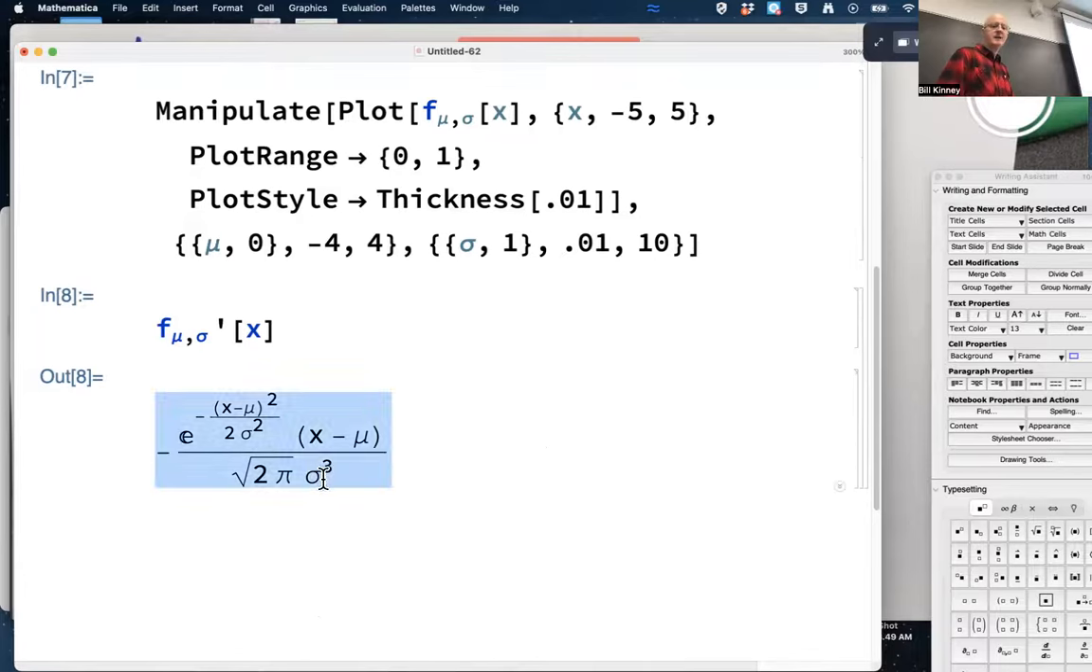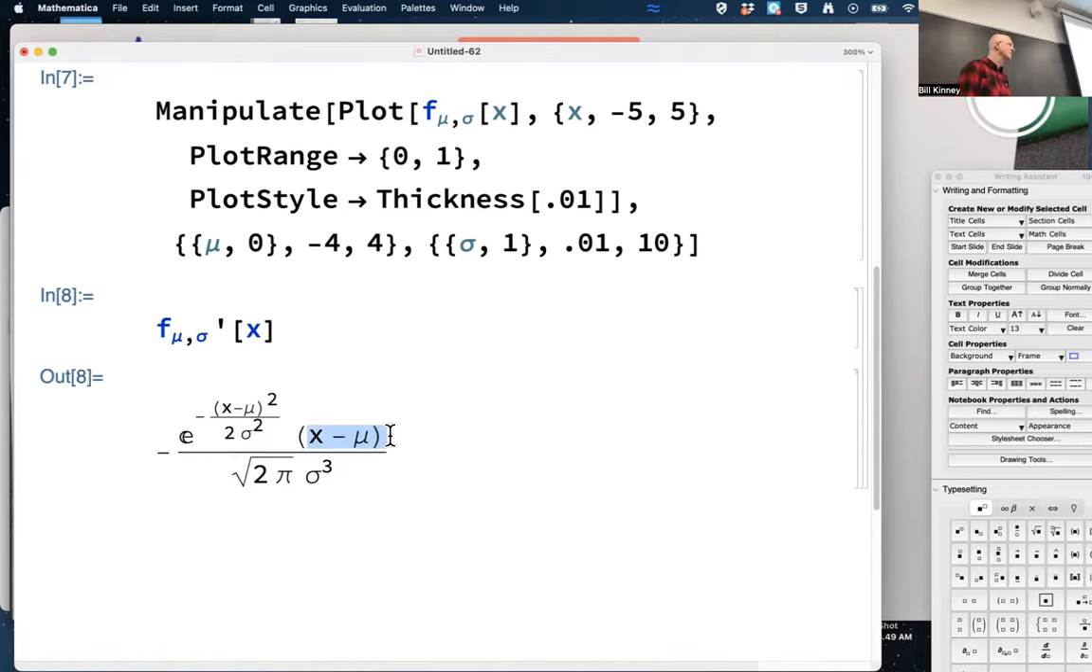You should verify you end up getting this. That's something you should maybe even do after class. Verify that. Do notice this is going to be 0 when the top is 0. And the only way that happens is if x equals mu, because e to a power is never ever 0. So yes, your one critical point is when x equals mu. That's where the peak of the graph is. That's where the maximum is. Slope is 0 there.